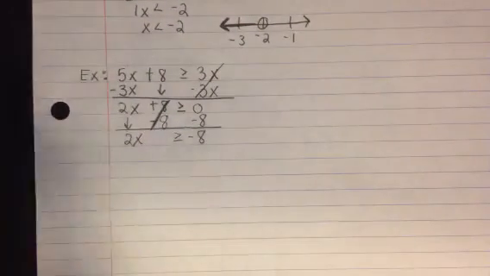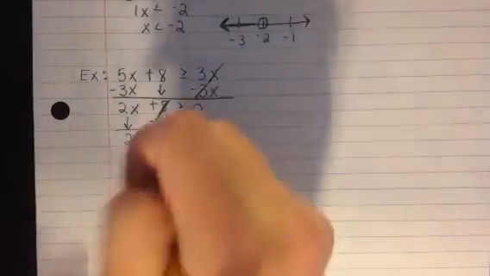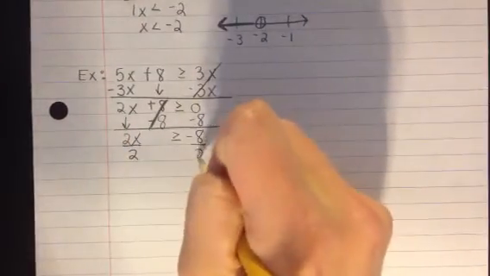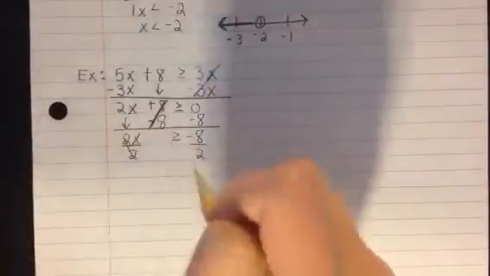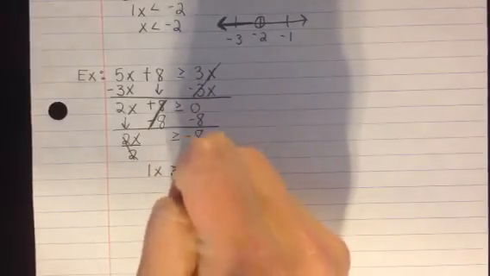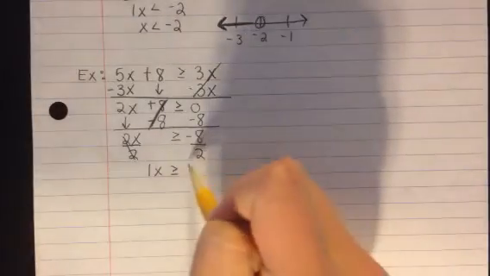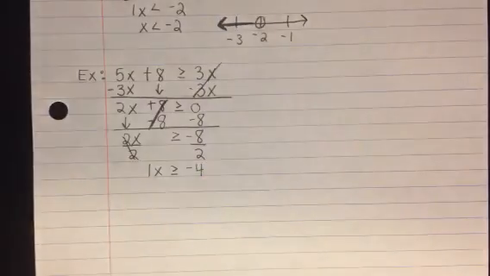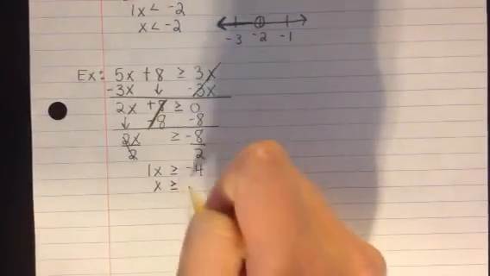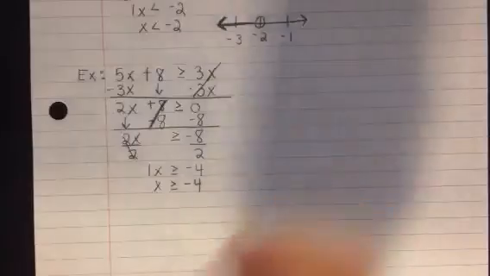Last step here is going to be to divide by 2. So 2 over 2 reduces to 1. We get 1x greater than or equal to negative 4. Alright, so I'm just going to rewrite that, x greater than or equal to negative 4.